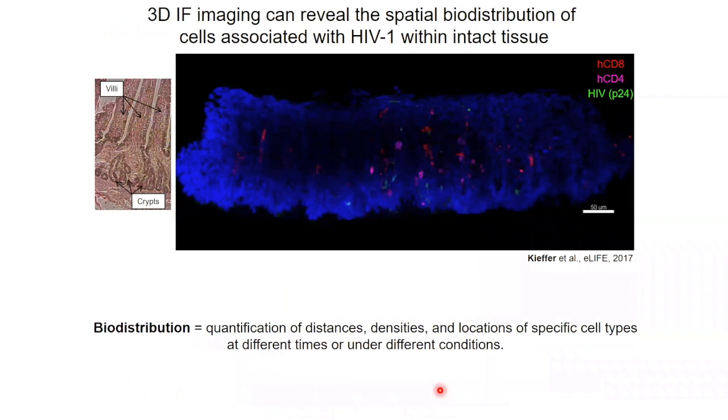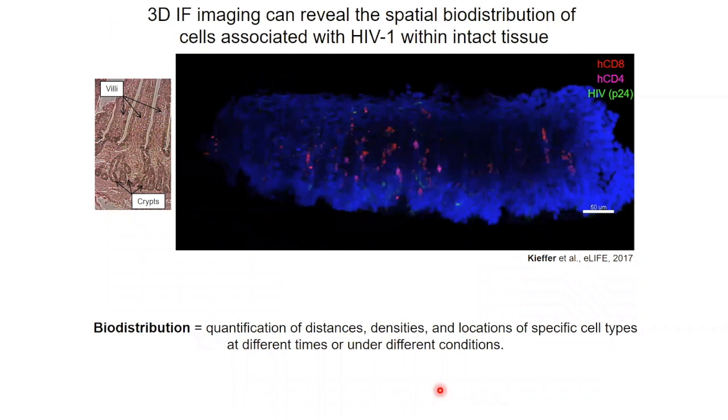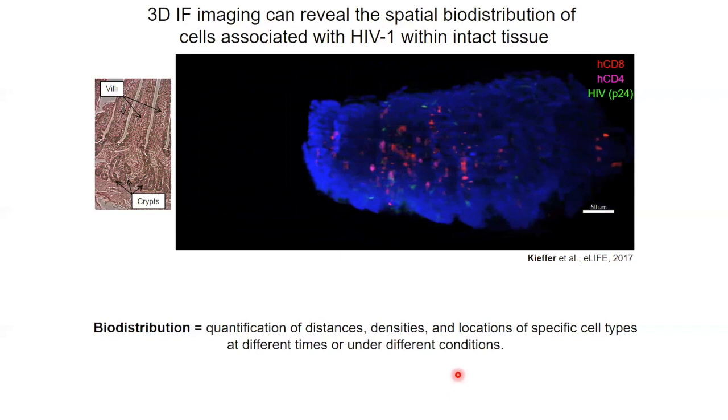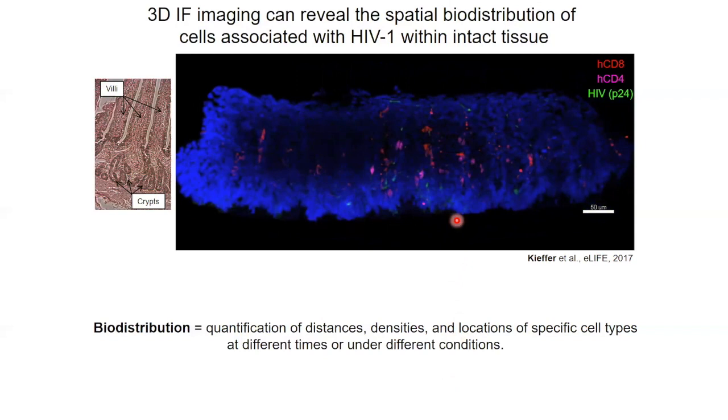And so I think those previous images that we saw looked a lot more like the classic immunohistochemistry or immunofluorescence images that you're used to seeing. But we can use these methodologies to conduct three-dimensional imaging. So what you can see here in this image is the base of the villus, the villi of the intestine, and they're extending up towards the top of the screen. And then we can look at the distribution of various cell types, and we call this biodistribution.